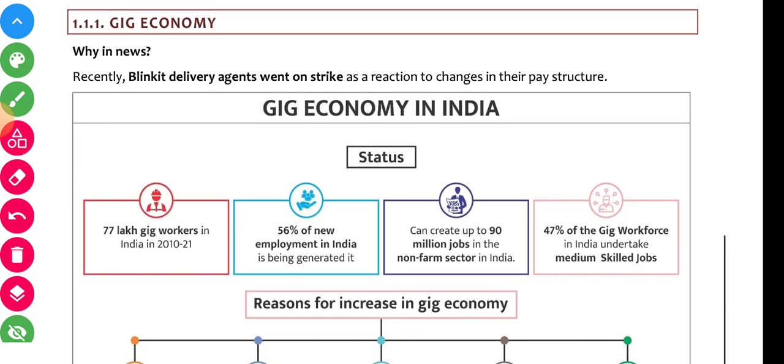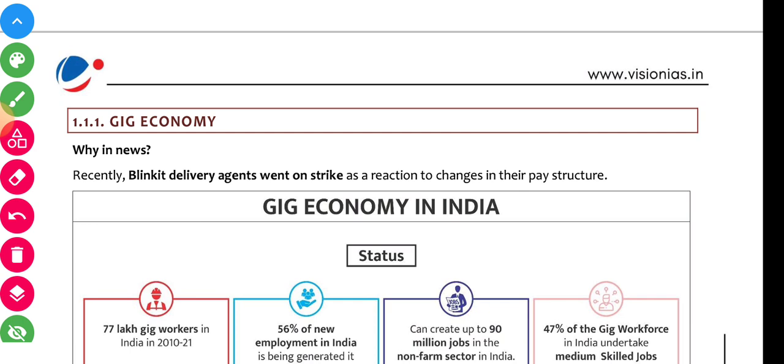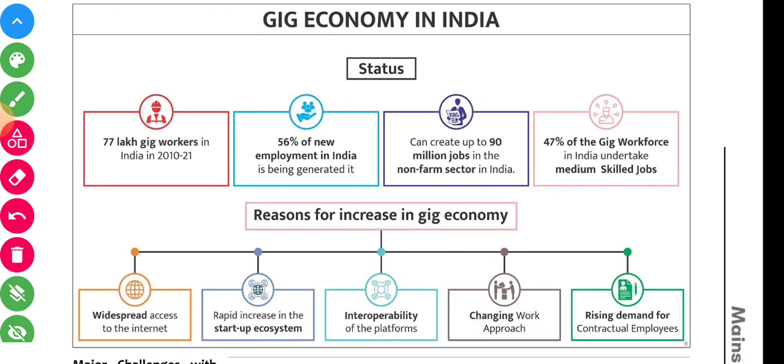Next is gig economy. So gig economy, why in news? Blinkit delivery agents went on strike as a reaction to changes in their pay structure. So what is the status of gig economy in India?